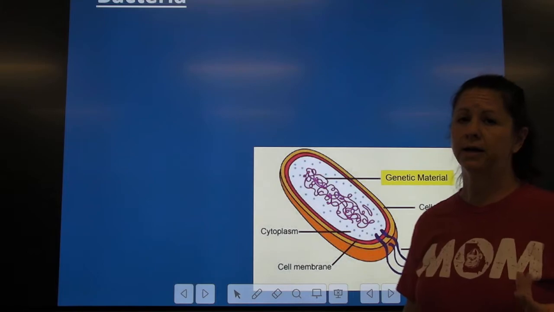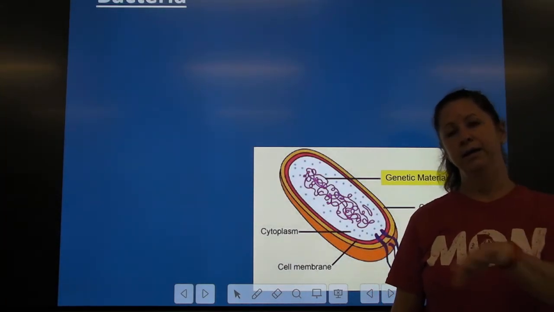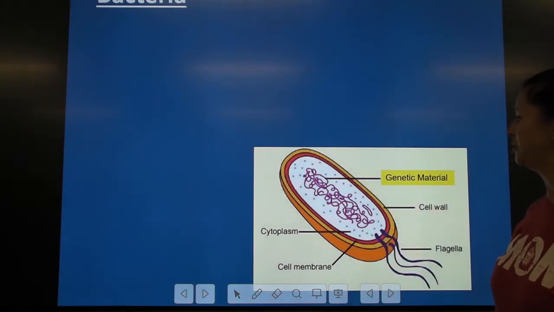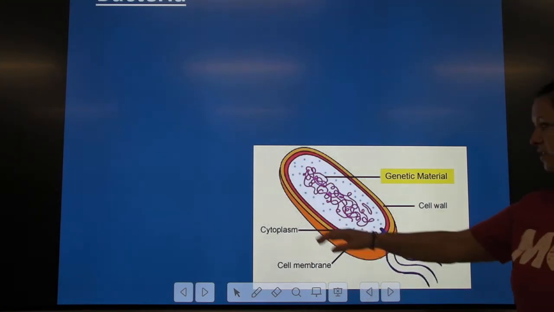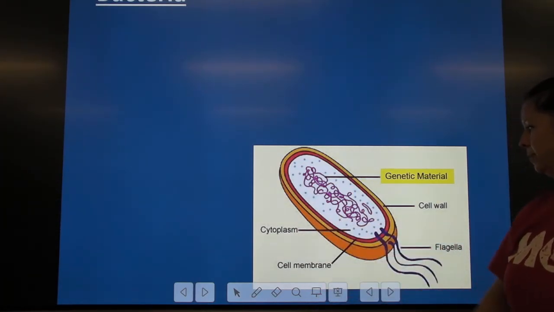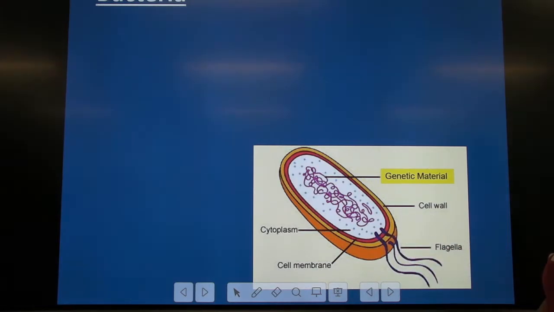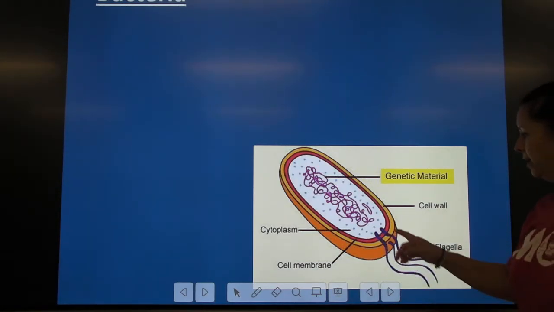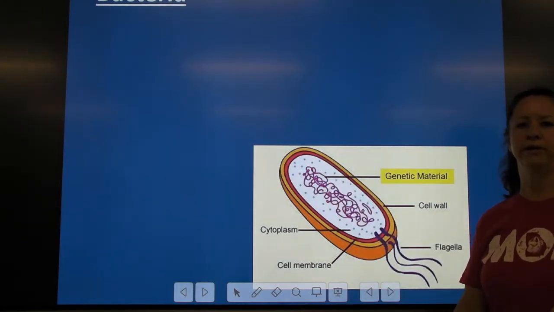All right, and then finally you have bacteria. Now, in a lot of the cells, structures that we talked about, it said not in bacteria. That's because bacteria are very, very simple. Notice they don't have very much. They have cytoplasm, they have a cell membrane, they have flagella. See, they can have some flagella. They have a cell wall. They'll have some ribosomes in them, but they don't have a nucleus.